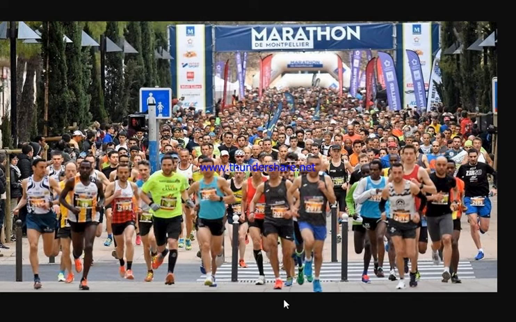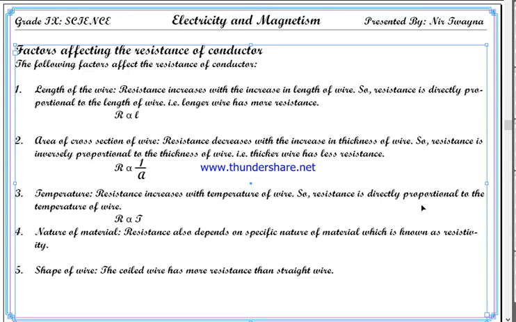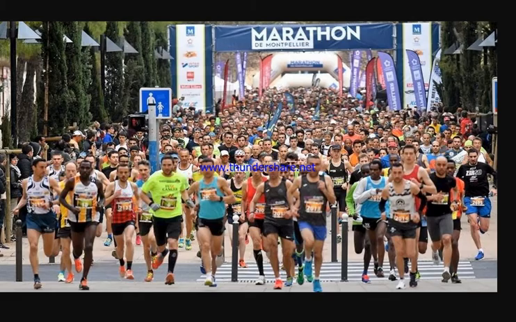That means resistance increases with increase in temperature. So that's the same case here also. Resistance increases with temperature of wire. So resistance is directly proportional to the temperature of wire. Understood? You understand the relationship with length, you understand the relationship with cross-sectional area, and you understand the relationship with temperature. Yes? Now you can relate them with the case of marathon as well.